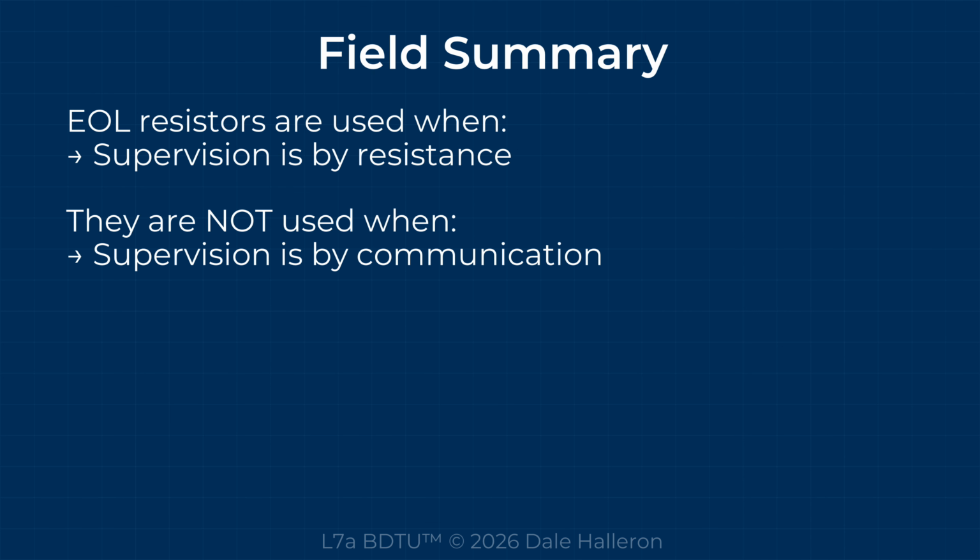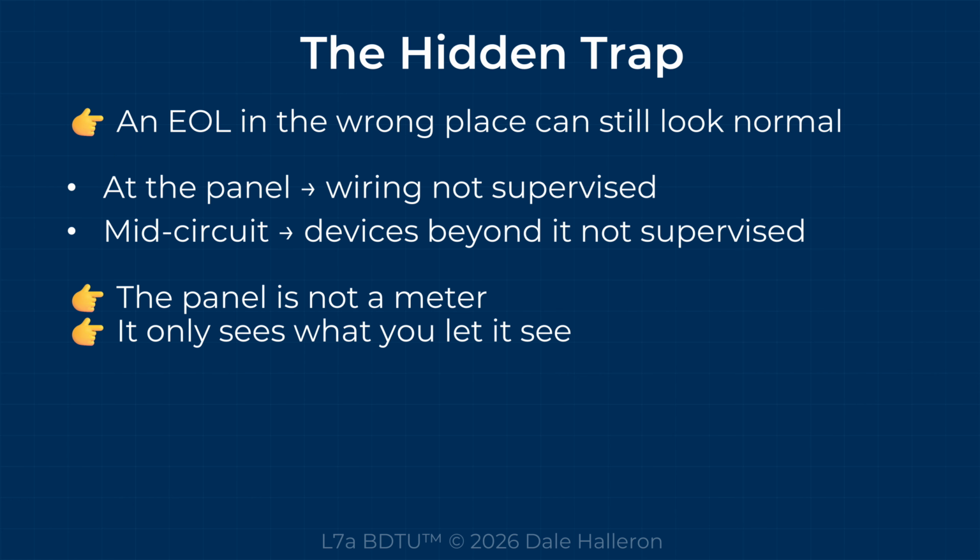EOL resistors are used when supervision is by resistance. They are not used when supervision is by communication. An EOL in the wrong place can still look normal. At the panel, wiring is not supervised. Mid-circuit, devices beyond it are not supervised. The panel is not a meter. It only sees what you let it see.